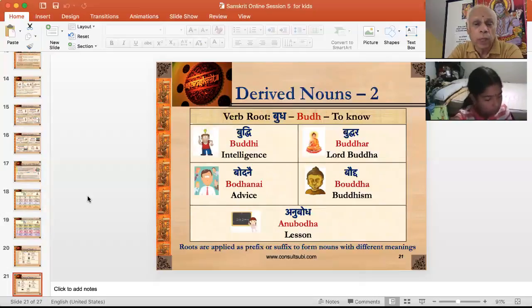Likewise, you have Buddha. You know Buddha. He comes from the word Budh. Budh means to know. So Buddha is one who knows, who has knowledge. Likewise, you have Buddhi. Buddhi is knowledge, intelligence. You have Bodhanai, which means advice when you give somebody. Bauddha is Buddhism. Anubodha is lesson. All these from one root called Budh, which means to know. So roots are applied as a prefix or suffix to form nouns with different meanings.